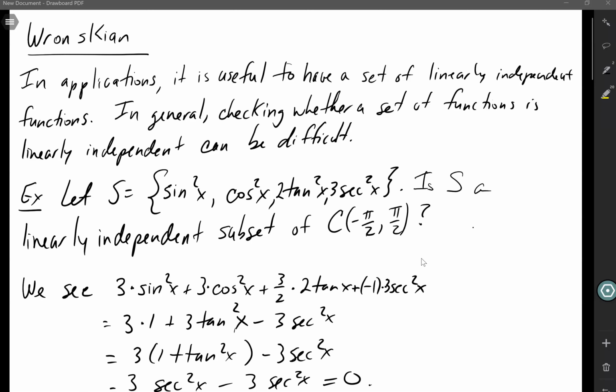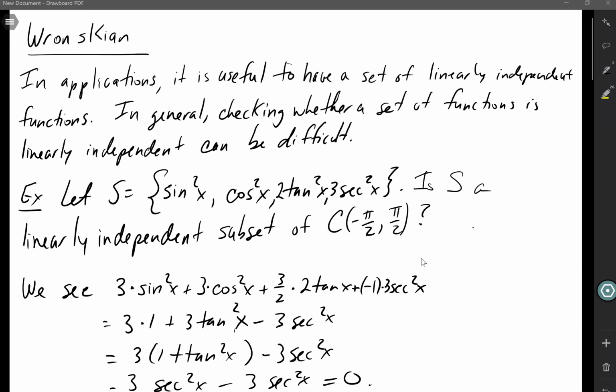So it's important in differential equations to know you have these linearly independent functions. It's probably more information than you needed to know for this particular class, but I just wanted to give you an idea of why we care about checking such a thing. In general, checking whether or not a set of functions is linearly independent can be a difficult task. In certain scenarios, showing something is linearly dependent may be a little bit easier, but trying to show that it's linearly independent can be hard.